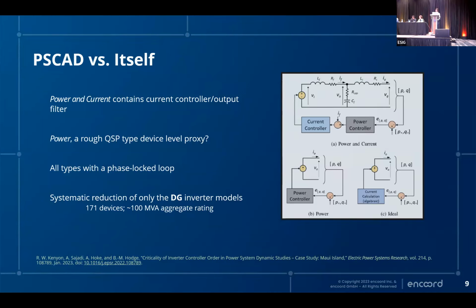That way we could say, well, if we're not modeling the filters and not modeling the current controller, are we going to see something different? So we wanted to look at that. Of course, all of these have a phase lock loop because if you're doing three-phase point-on-wave simulations, you have to have a PLL so you understand what angle you're actually going to use to inject current. So we did a systematic reduction of all of the DG devices on the system. So 170 devices, about 100 MVA rating.